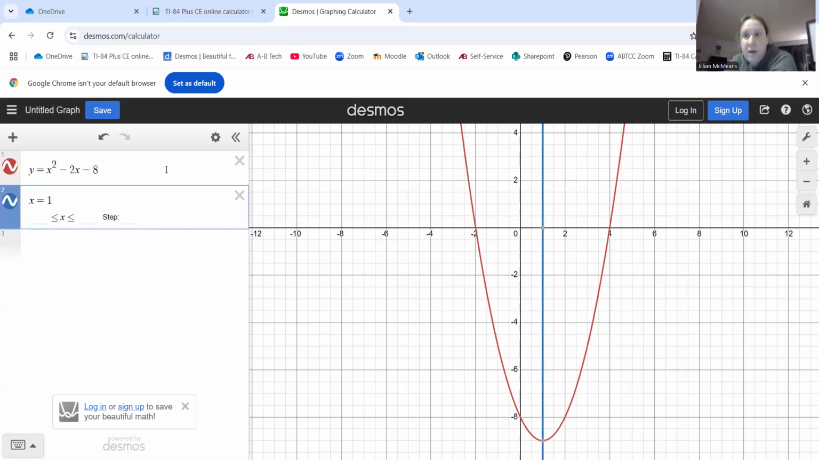And sure enough, there we have it. That's the vertical line that goes right through the vertex. If we were to fold the parabola along this line, the two sides would match. Okay? So let's go back to the worksheet and do the second example.